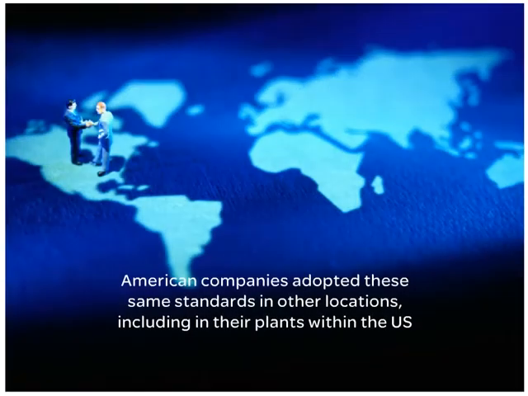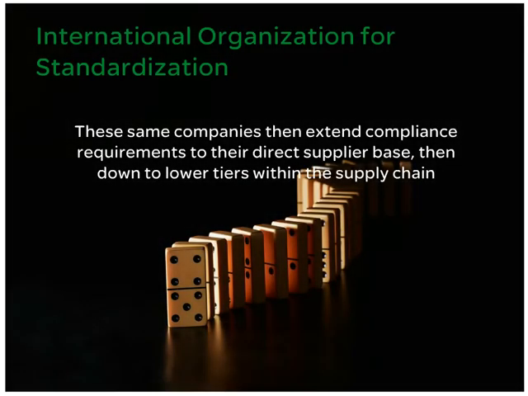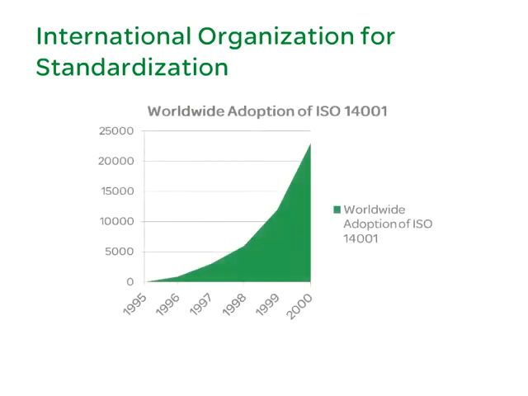American companies also adopted these standards within their European operations, but then adopted these same standards in other locations, including their plants within the U.S. These same companies then extend compliance requirements to their direct supplier base, then down to lower tiers within the supply chain. This causes an exponential growth in adoption rate, as depicted in this chart of ISO 14001 certification.